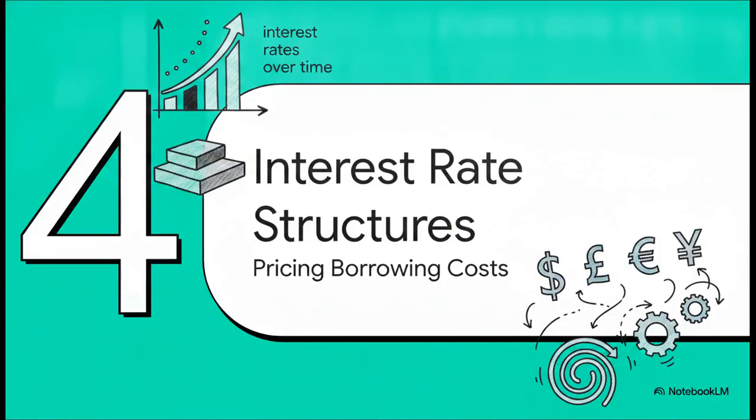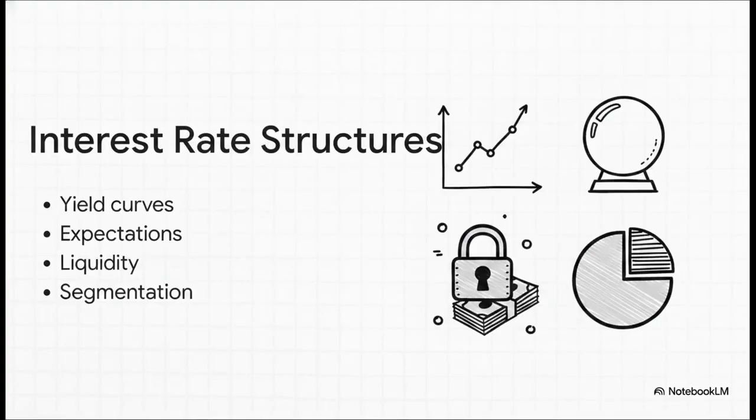That brings us to Section 4, Interest Rate Structures. Finally, we need to identify the theoretical structures that explain exactly how interest rates behave over time. So there are 4 distinct interest rate structures that you absolutely need to commit to memory for your exam revision. They are yield curves, expectations theory, liquidity preference theory, and market segmentation. Let's explore each one so we can understand how the market prices the cost of borrowing over different timelines.